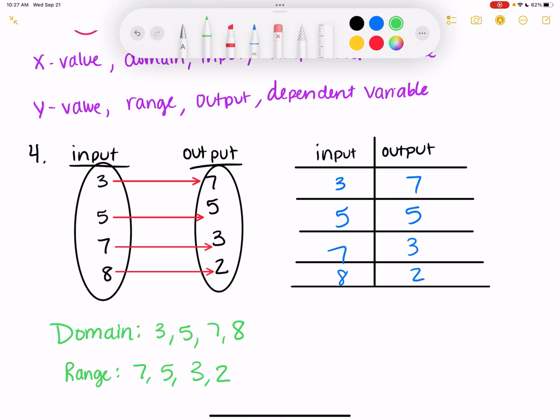Just for an example here, this one doesn't ask for it, but would this be a function? Does each input have only one output? Yes. So this one, if it asks for it, it doesn't, but this would be a function.